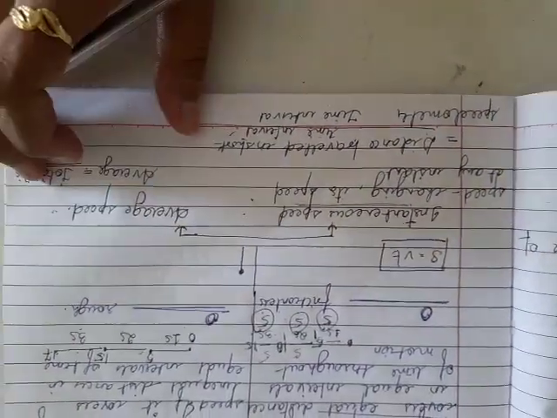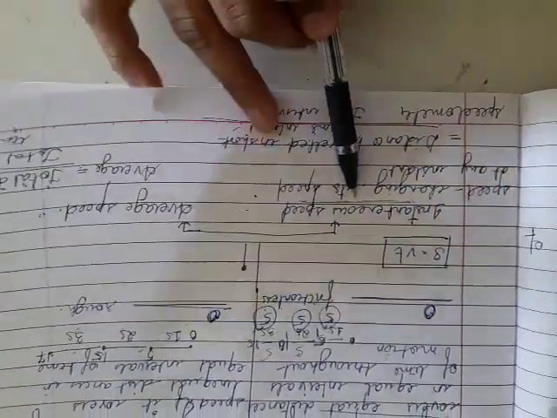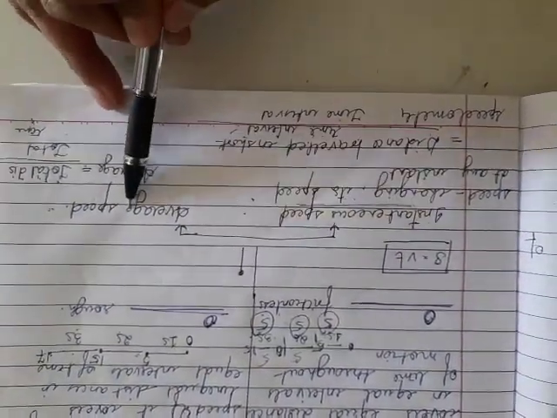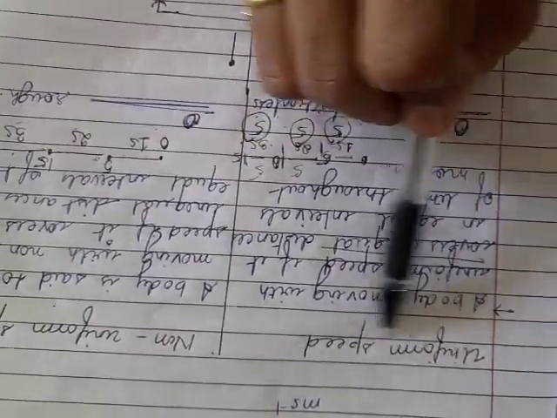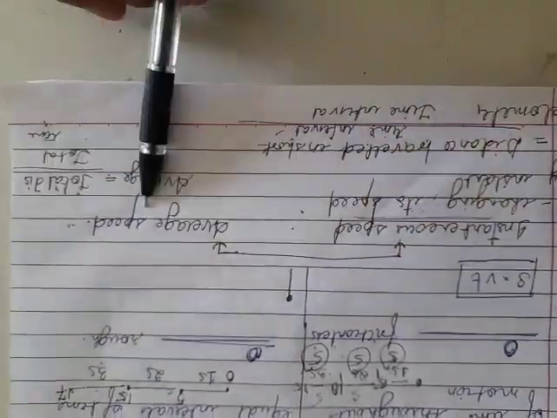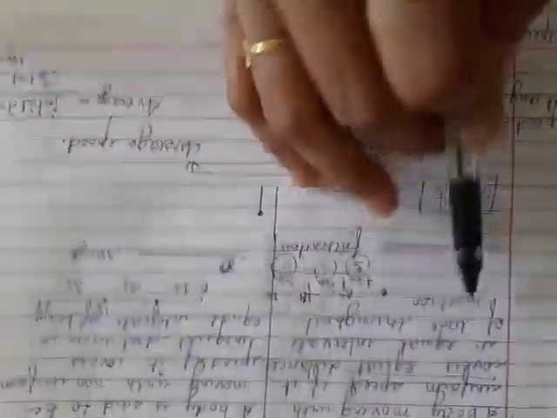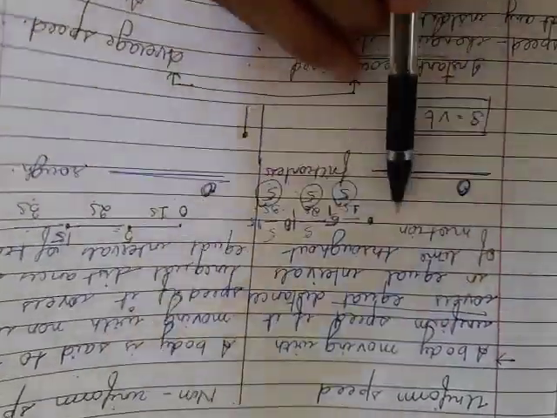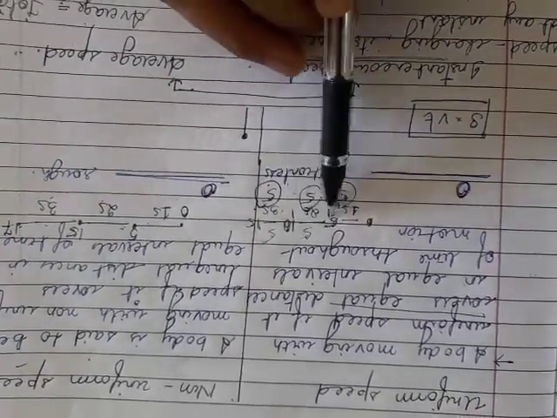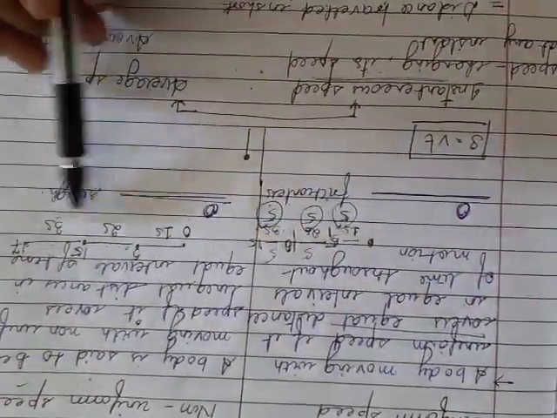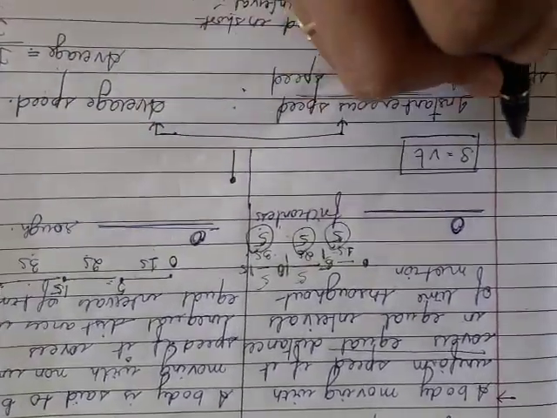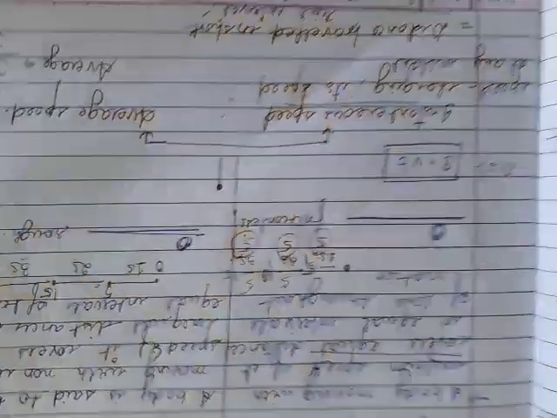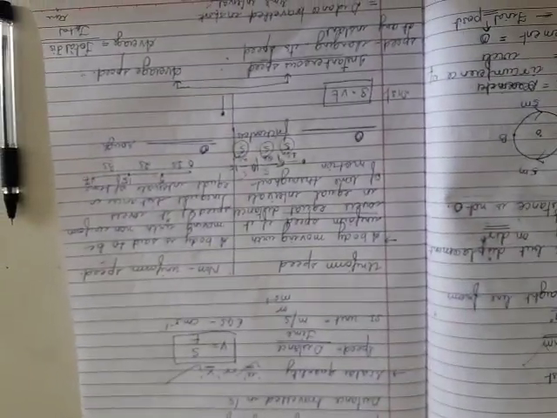One more important thing: instantaneous speed and average speed are equal if the body is moving with uniform speed. I hope these two aspects are clear. A body moves with uniform speed if it covers equal distances in equal intervals of time; non-uniform, unequal distances in equal intervals of time. Here s equals vt is the formula for distance if you want to find the distance. I hope all these aspects are very clear.